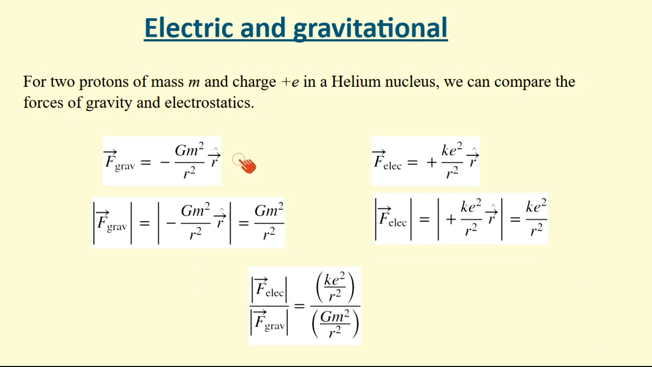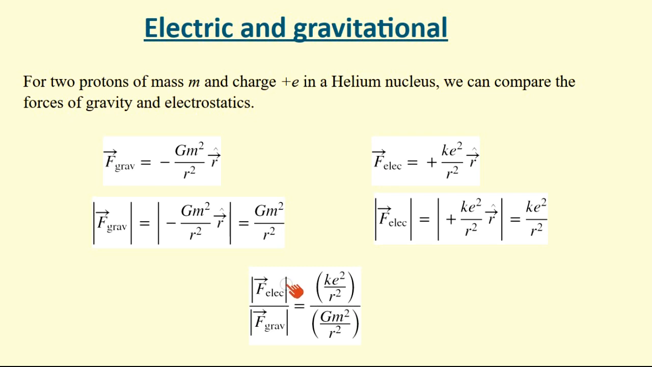We have F grav equals minus G m squared over r squared r hat, F elec equals plus k e squared over r squared r hat. I want to get the modulus, the size of it, so I'll just give the modulus sign, and then of course the minus sign will drop out, and I'm not worried about the unit vector, it's the same nucleus, so it becomes G m squared over r squared, and the same for the plus, of course, is not affected, k e squared over r squared is here.